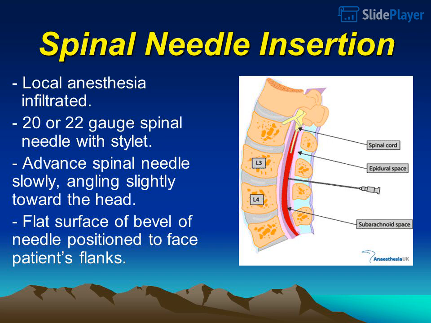Spinal needle insertion. Local anesthesia infiltrated. 20 or 22 gauge spinal needle with stylet. Advance the spinal needle slowly, angling slightly toward the head. The flat surface of the bevel of the needle is positioned to face the patient's flanks.